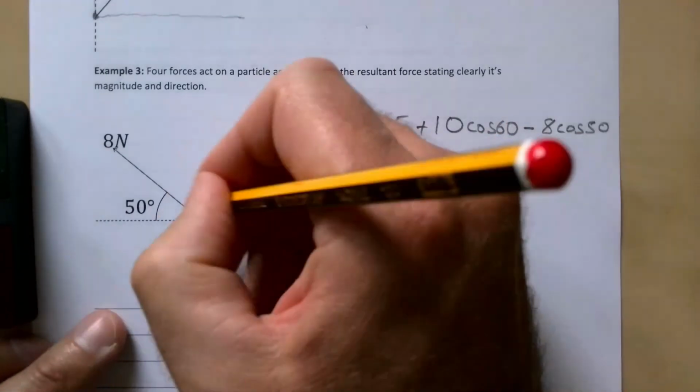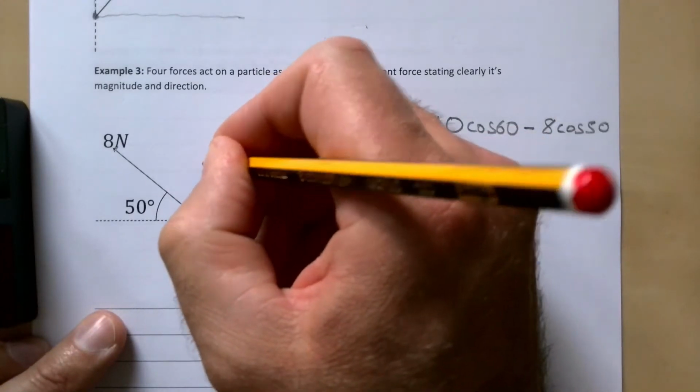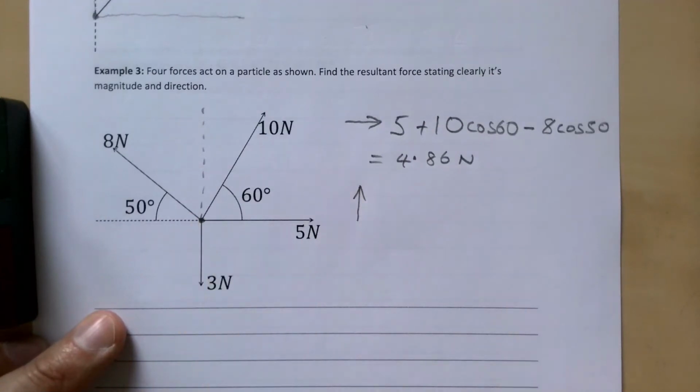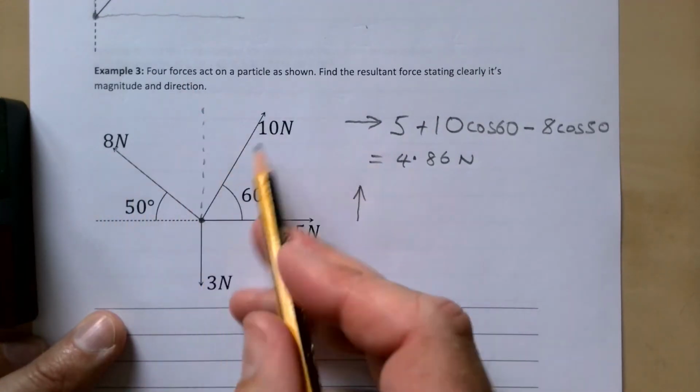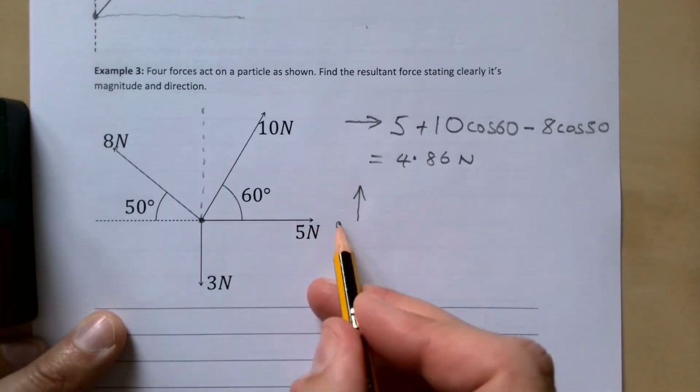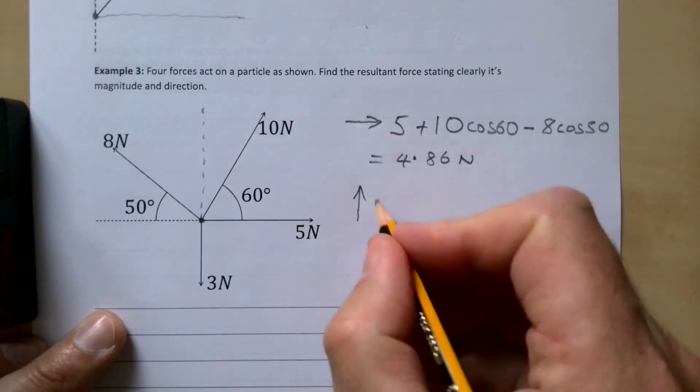Resolving in this direction here, I'm going to do a wee dotted line going up here. It might just help us, because we're kind of going that way. Alright, so what ones are we going up? The 8's acting up, the 10 is acting up, and the 3 is acting down. The 5 again is perpendicular, it's going to have no effect. Hopefully you can see that. So what do we have for this one? We have 10.